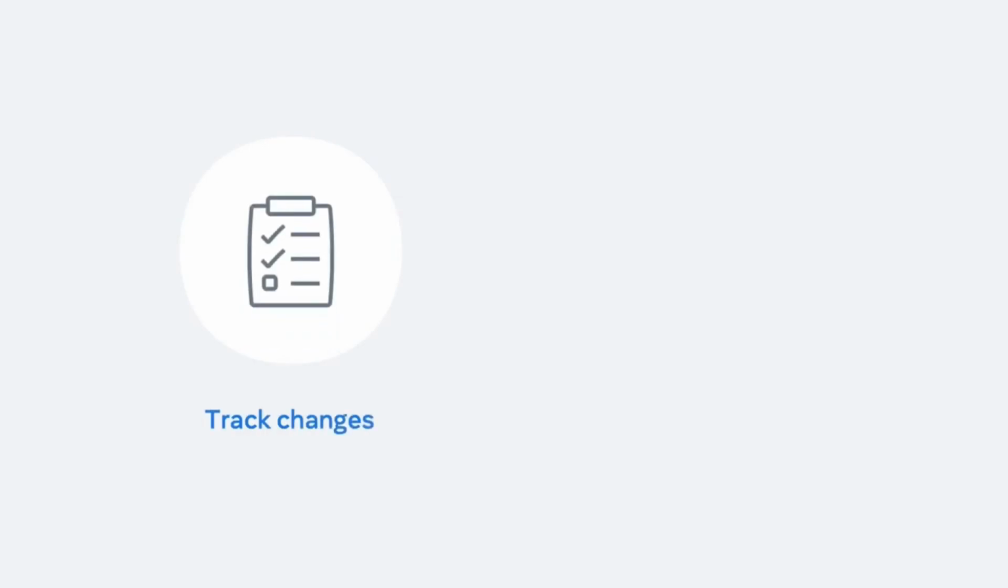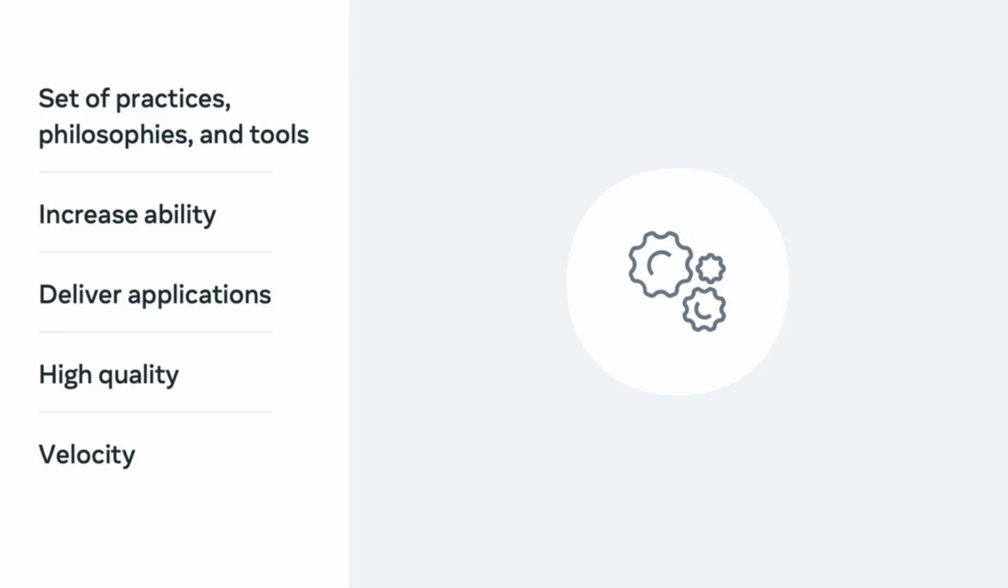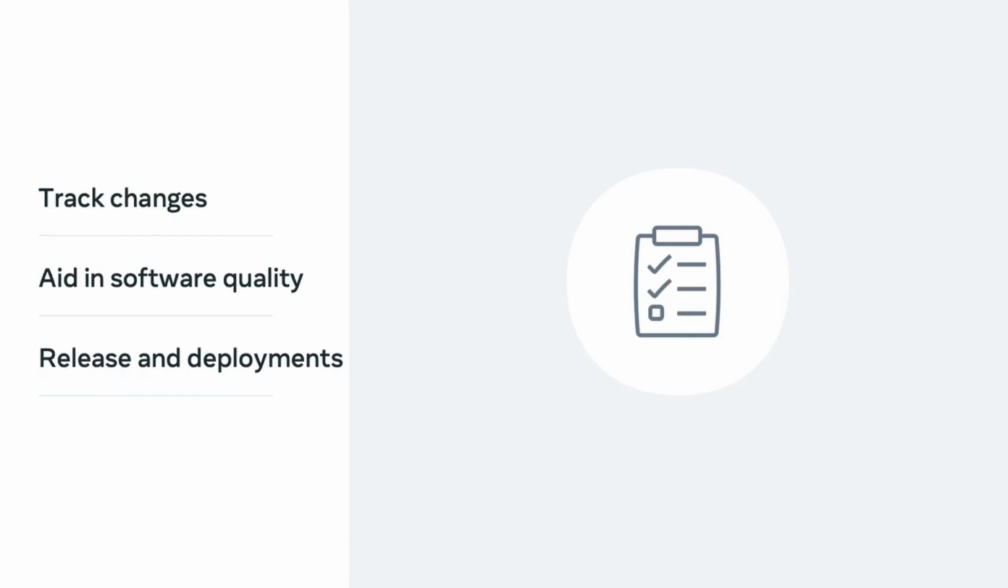The ability to create and deliver code on a wide scale is complex and time-consuming. Version control helps keep track of all changes. It plays an integral role in the explosion of development operations, or DevOps, as it's commonly called. DevOps is a set of practices, philosophies, and tools that increase an organization's ability to deliver applications or services at a high quality and velocity. Version control is a key tool in this process, and it is used not only to track all changes, but also to aid in software quality, release, and deployments.